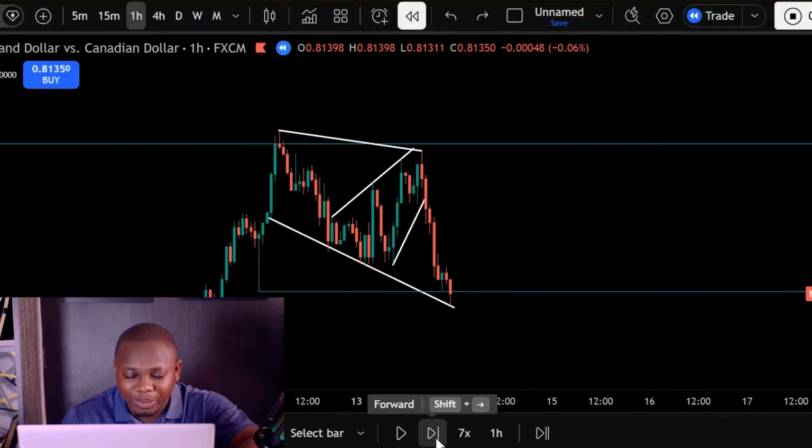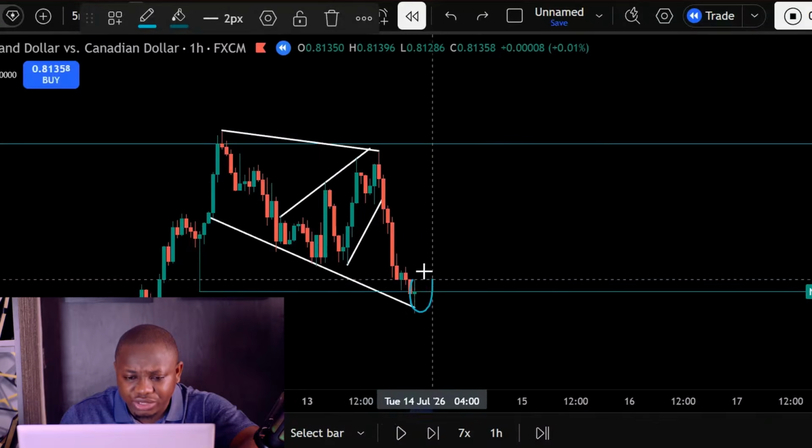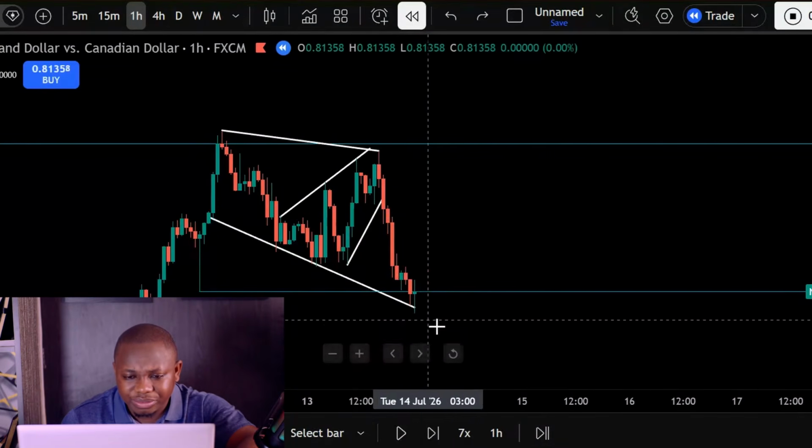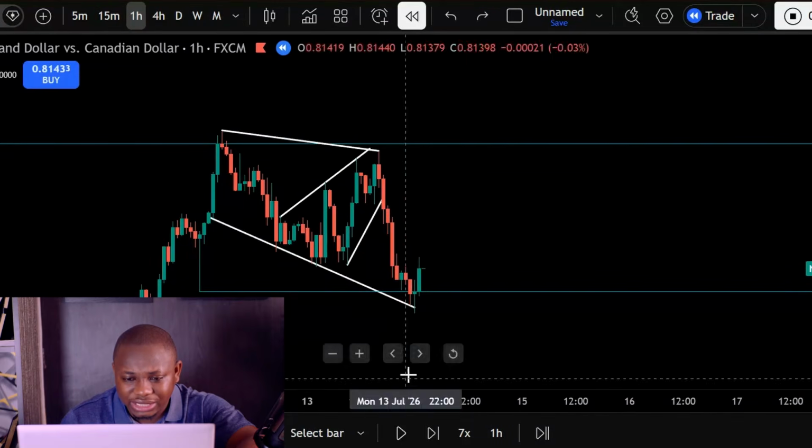So let's just forward the price a little bit so that we can see. Over here we can see that we finished with the doji, which would not have allowed us to enter into the market, however it would have been a good sign that we would have waited. Now let us just wait for the next candle and see. Let's just forward the price a little bit.